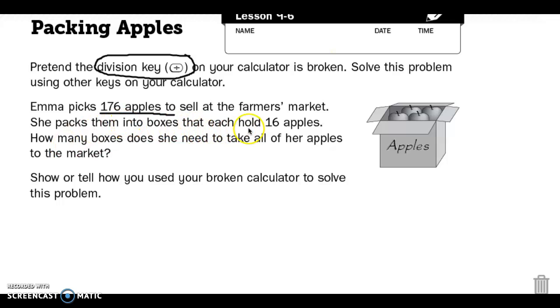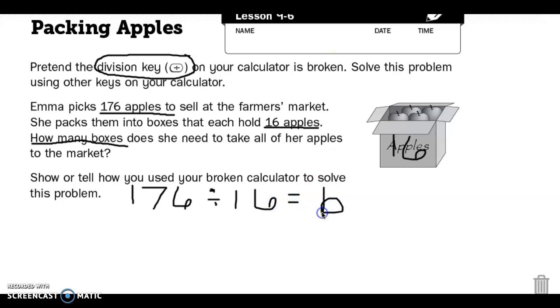She packs them into boxes that each hold 16 apples. So imagine this is one box. There would be 16 apples in here. Do we know how many boxes she has? Well, it says how many boxes does she have? No, we're trying to solve how many there are. It would be really nice if we could go 176 divided by 16 because that's how many are in each group, and it would be able to tell me how many boxes I have, but can we do that? No, because remember, our division key is broken.